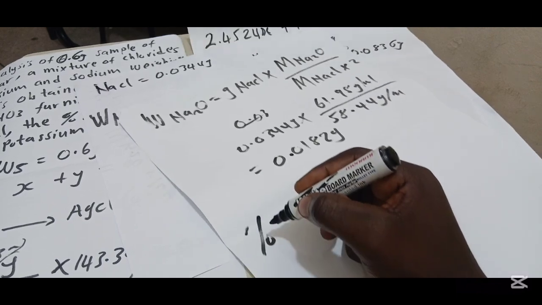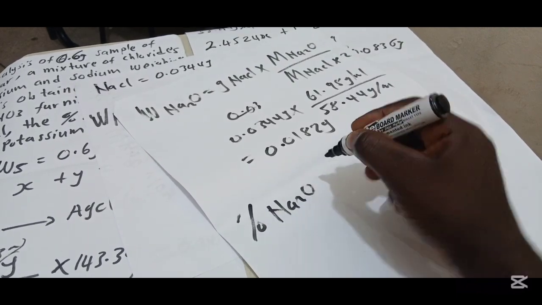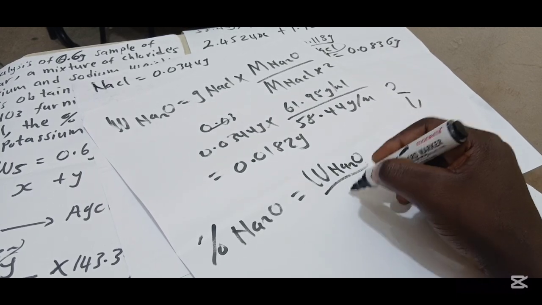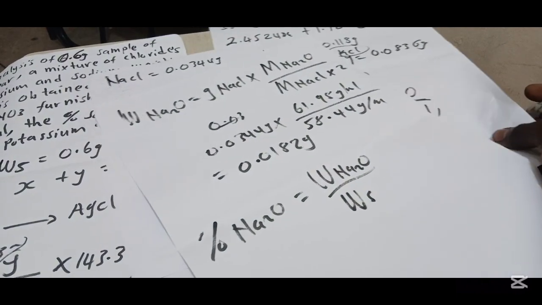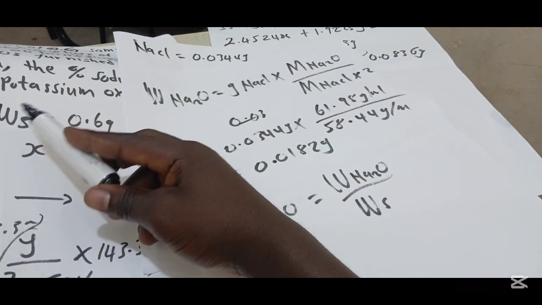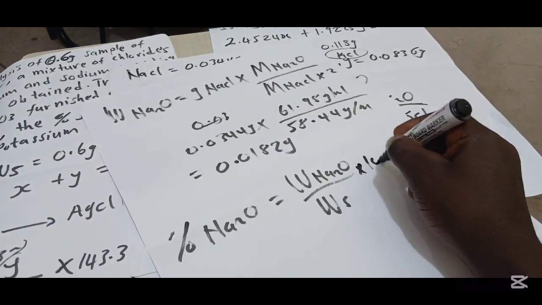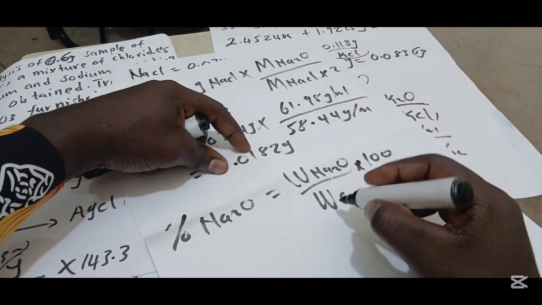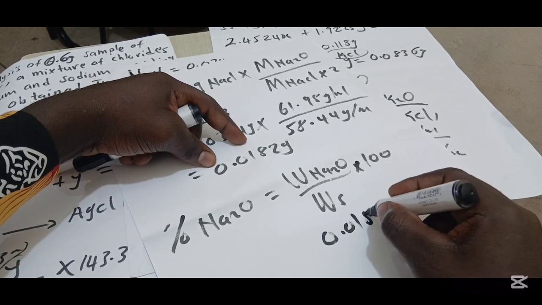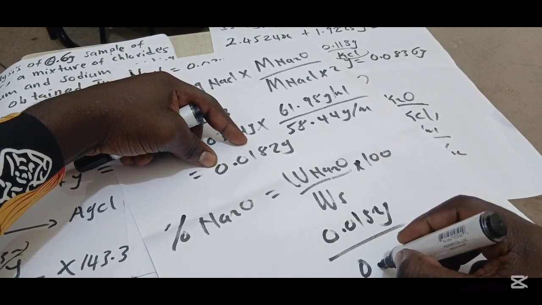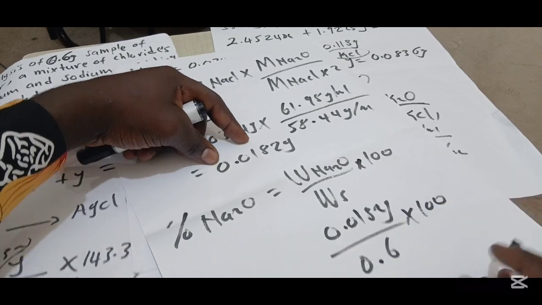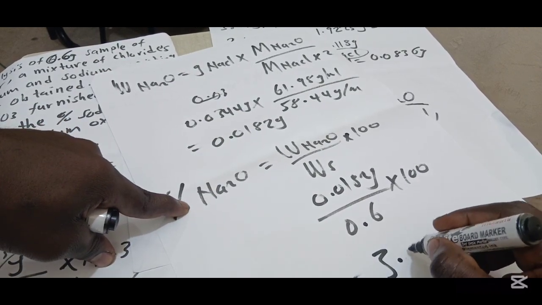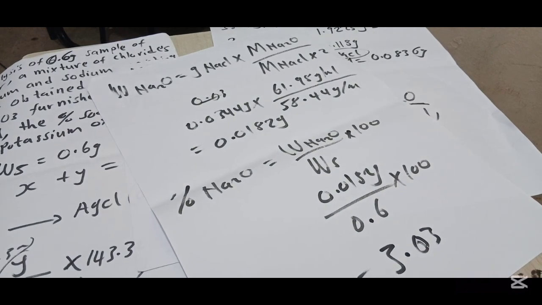So percentage Na2O is going to give us weight of Na2O over weight of sample, which is 0.6, times 100%. So the weight of Na2O is 0.0182 grams, all over 0.6 times 100. And this is going to give us a percentage of 3.03. So that's it for this question.